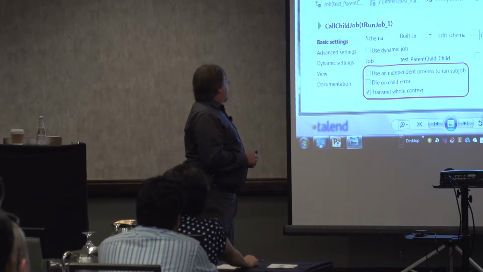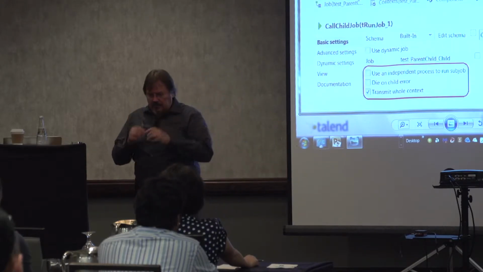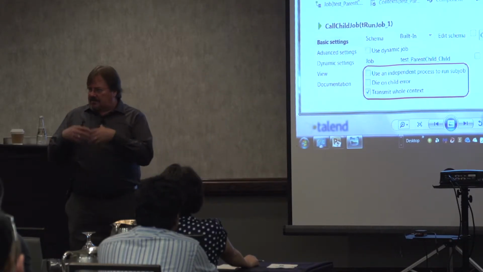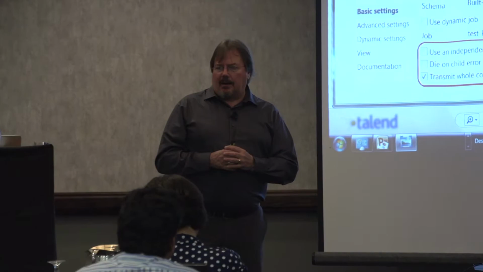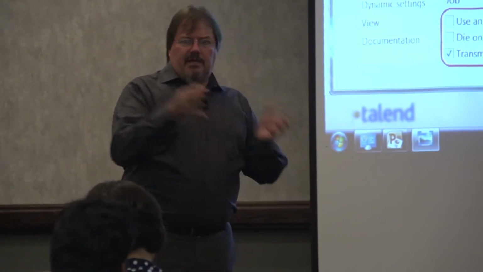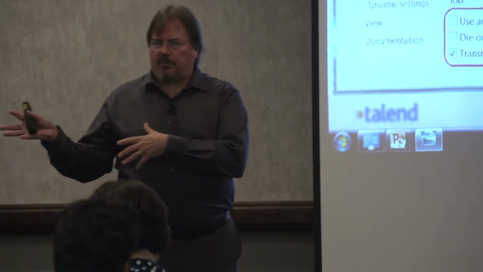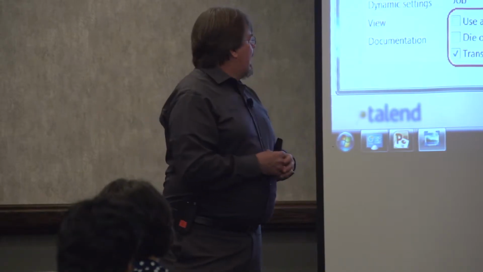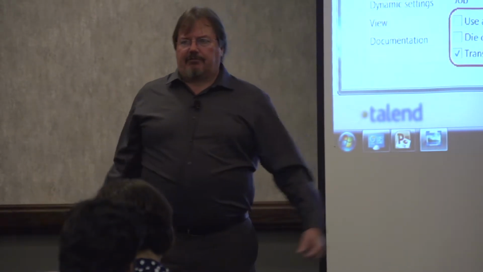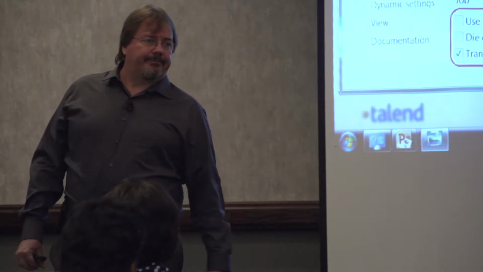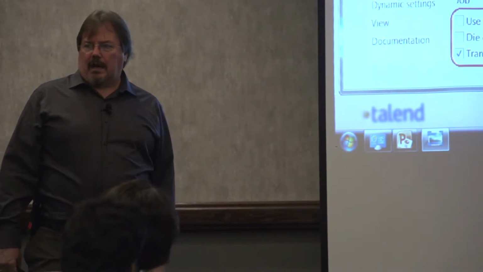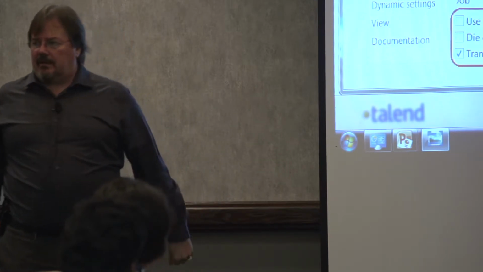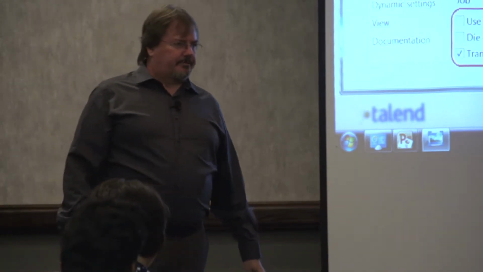And the third one, transmit whole context. Now you're all familiar, I think, with the concept of global variables, and you can create these context variables within a Talend job, and you can either have them built in or part of the project repository, which makes them reusable, and that's all good. But let's say you have 300 of them in your job. You call a child job, and the default is transmit whole context. That means it's copying all 300 variables.